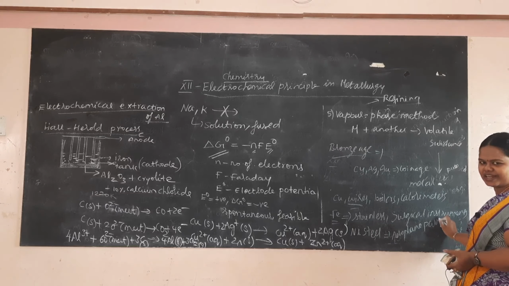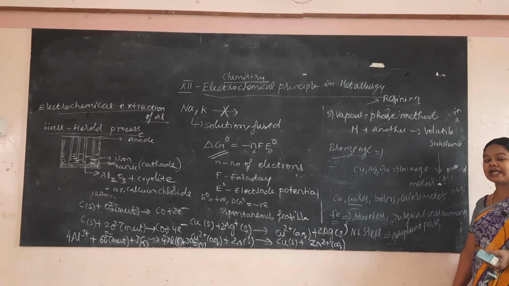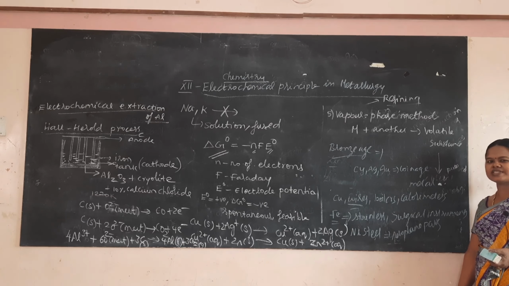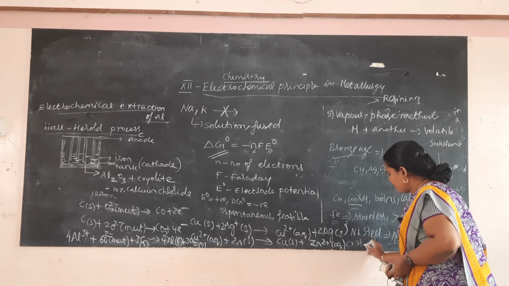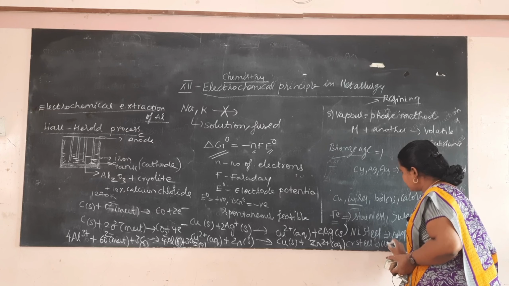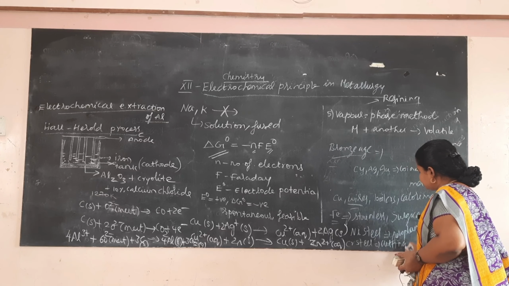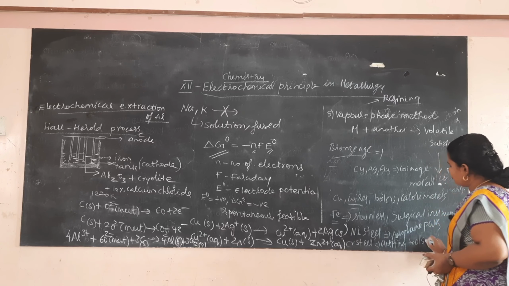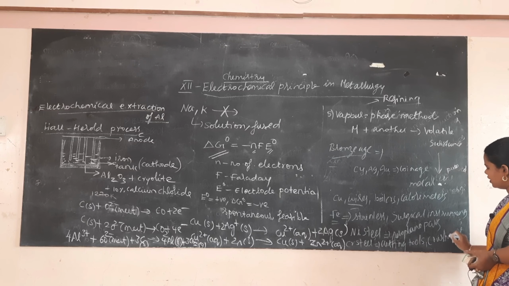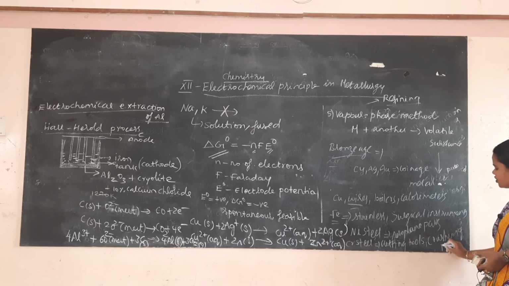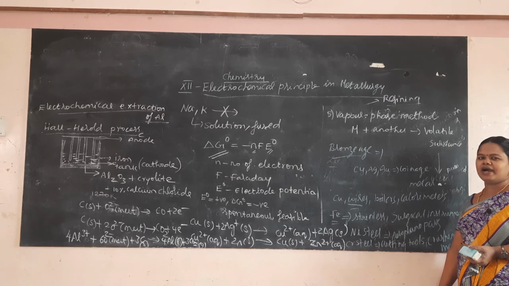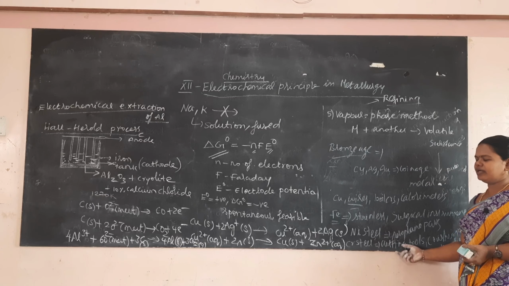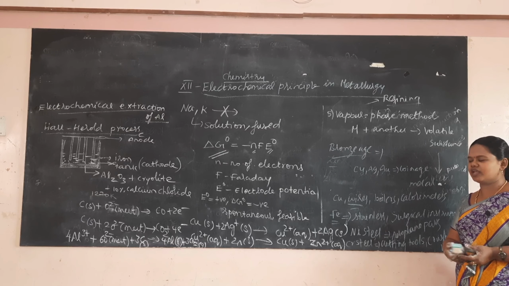Then chrome steel is used to prepare cutting tools. From chrome steel we can prepare cutting tools, and crushing machineries can be prepared from chrome steel. Crushing machineries can be prepared from what? Chrome steel. So these are some of the uses of iron.